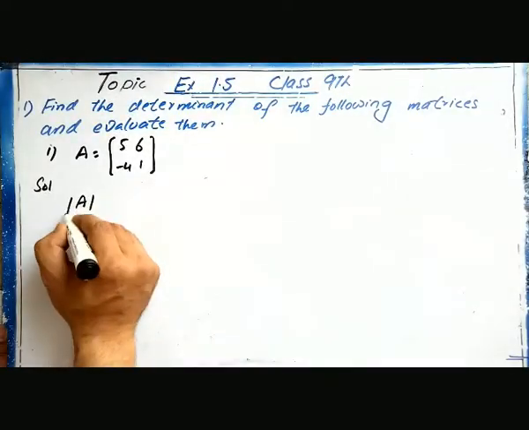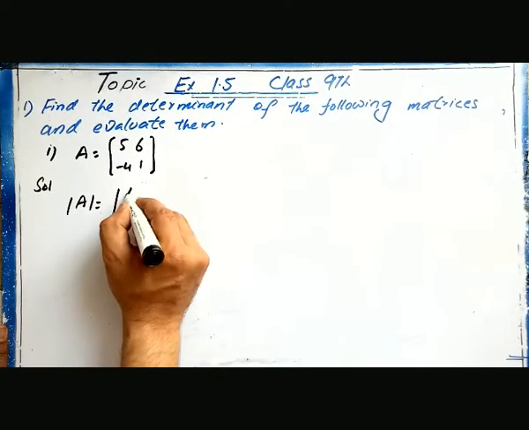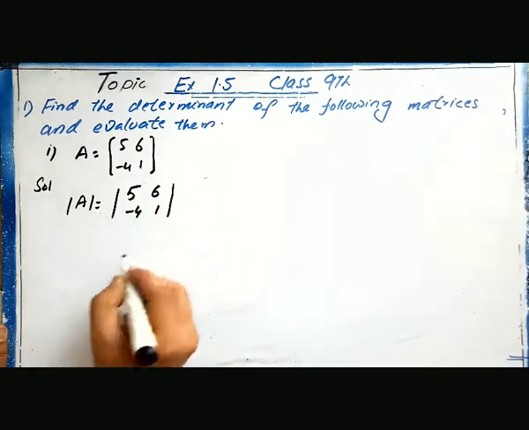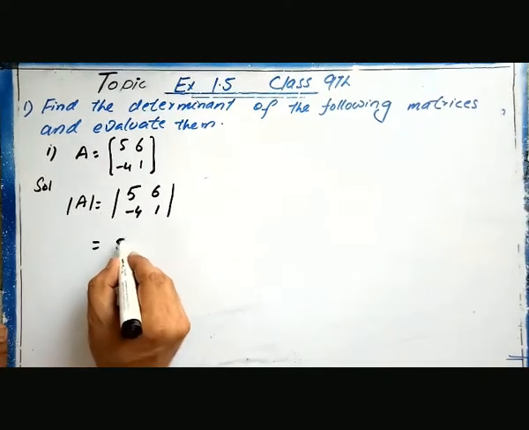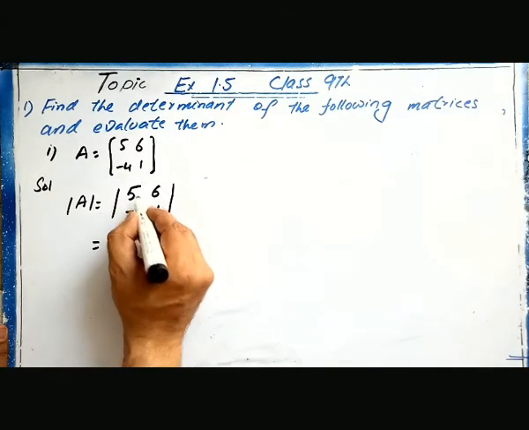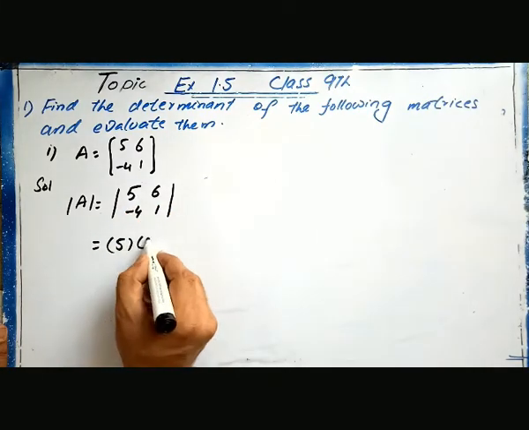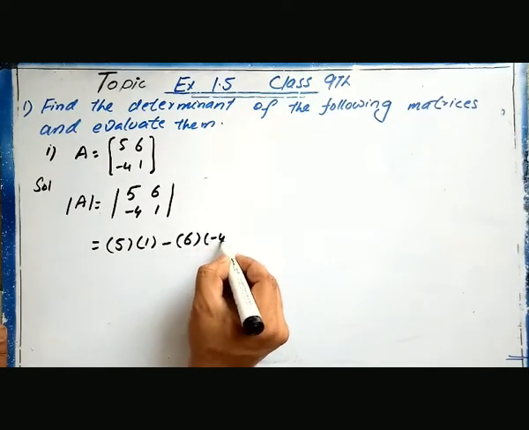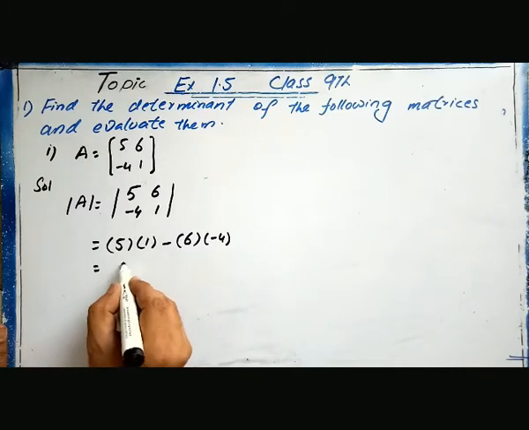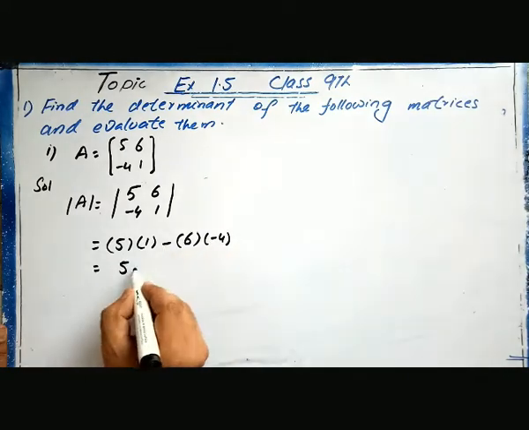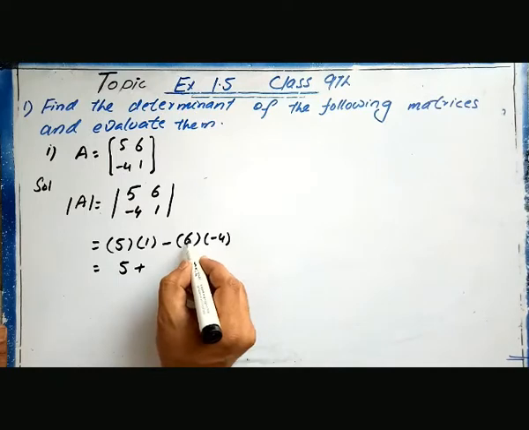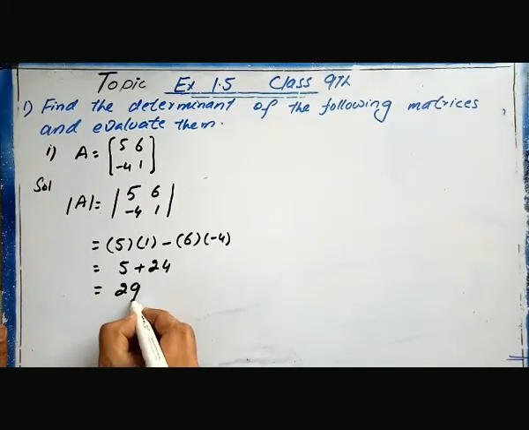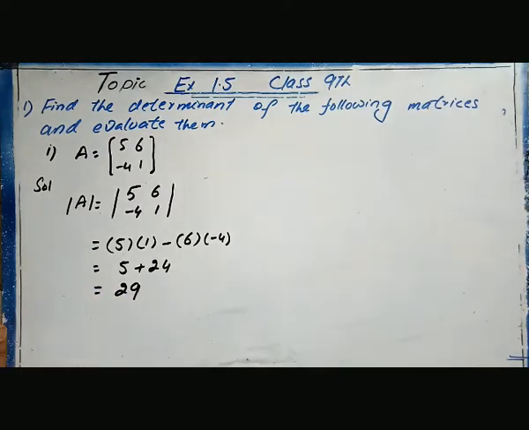A determinant will be equal to determinant of the matrix 5, 6, minus 4 and 1. Now you have to multiply cross diagonal elements, 5 into 1 minus 6 into minus 4. That is 5 ones are 5, minus minus plus, 6 fours are 24, so it will become 29. ये आपका determinant of A है.